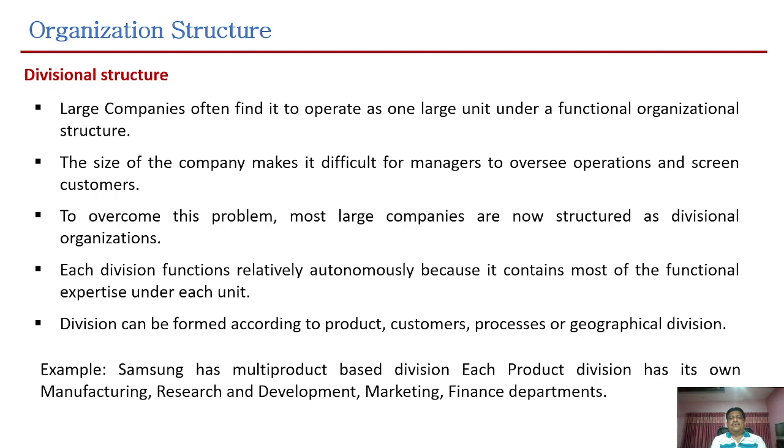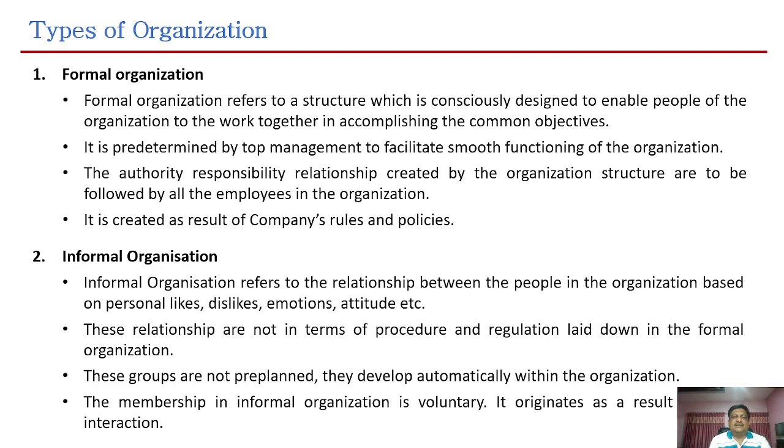If you take the example, Samsung has multiple product-based divisions. Each product division has its own manufacturing, research and development, marketing, and finance department. Samsung Mobile is different, Samsung TV is different, and Samsung home appliances are different. Like that, we have these different divisions. So this is about the organization structures.